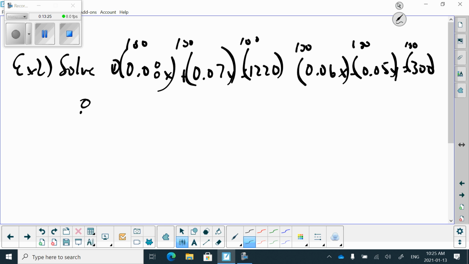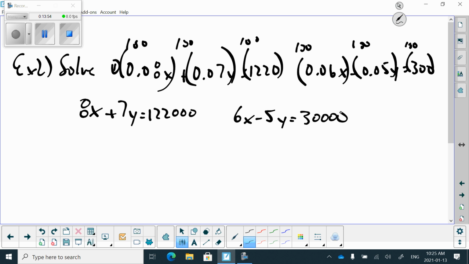8x plus 7y equals 122,000. And the other equation, 6x minus 5y equals 30,000. It does. Okay, awesome. Again, we need to make a decision. What are we going to do? You get to pick this time.